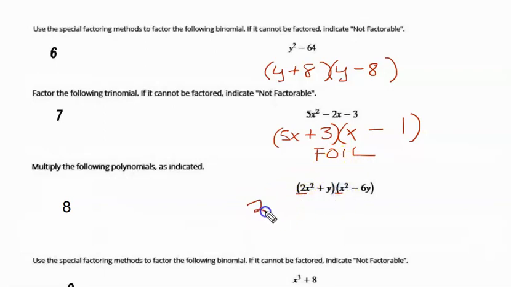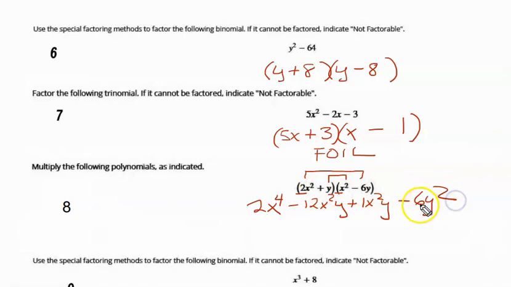Outers, 2x to the 4th. That was first, I should say. Outers now, a negative 12x squared y. Inners, a positive 1x squared y. Normally we don't write the 1, but for calculations, that's okay. And then last, a negative 6y squared. Now our two middle terms are like terms, so we get 2x to the 4th, and then doing our calculation, a negative 11x squared y, and a negative 6y squared.